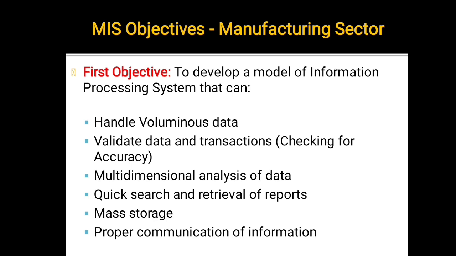Next, the system should also allow you to analyze your data from multiple dimensions or multiple angles. Also, the system should allow you to quickly retrieve analytical reports from the system. It should also allow you to store a bulk of data. And lastly, the system should allow you to communicate information to any distant location. So these become the very first initial objectives which an MIS system must fulfill for a manufacturing sector.